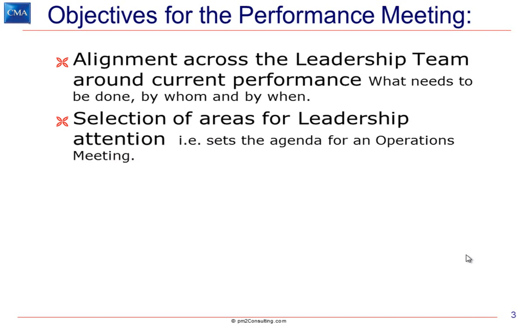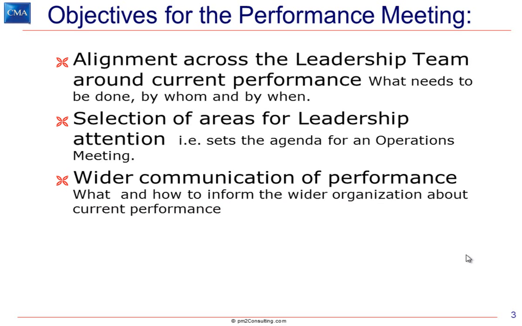Secondly, we need to make sure that this is a tool that helps leadership select areas where they need further attention. In other words, for many organizations, this meeting on the scorecard is the first meeting that happens on a monthly basis, and it sets the agenda for the more detailed operations meeting, which may happen subsequent to this. That way, our operations meeting time is spent more efficiently on the areas that have the highest strategic payback. And then finally, we need to establish the platform against which we'll communicate performance to the wider organization. What elements of the performance can we share and how should they be told?